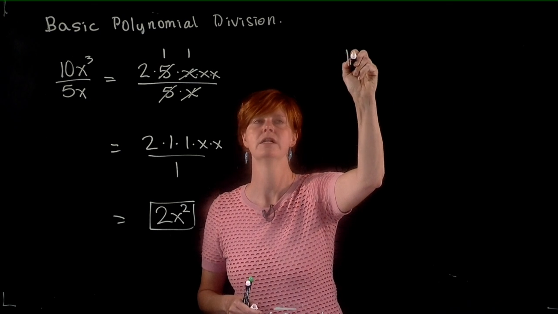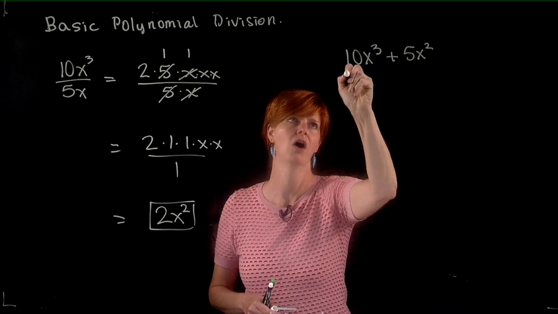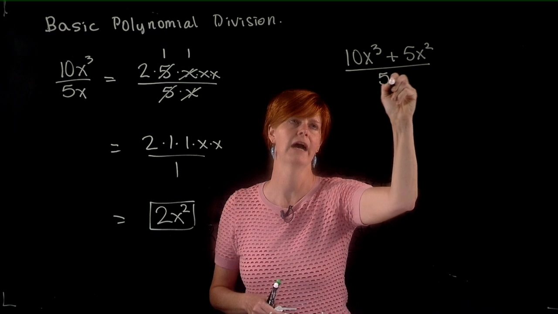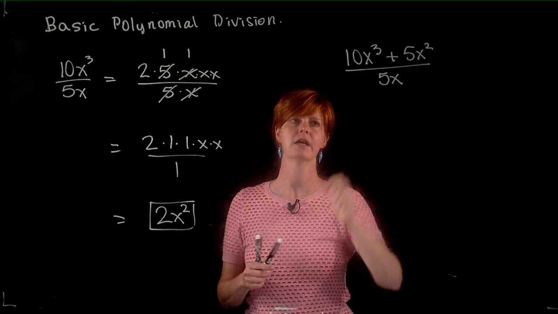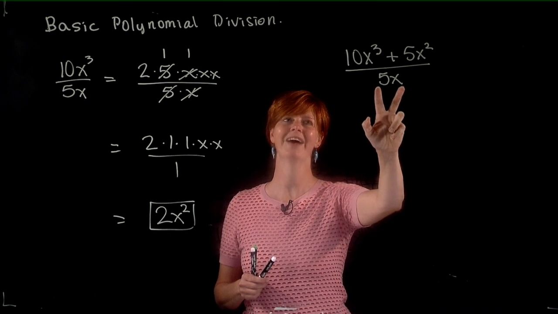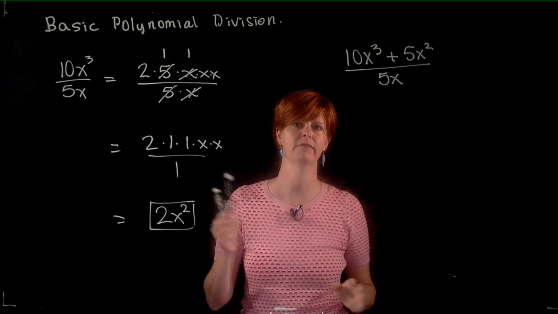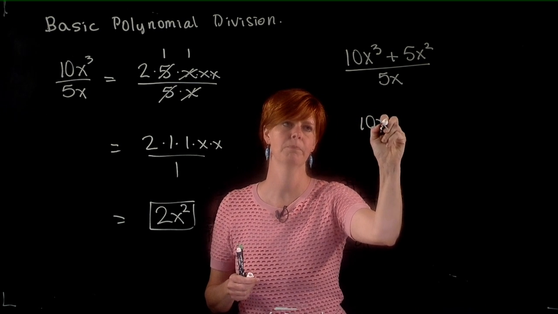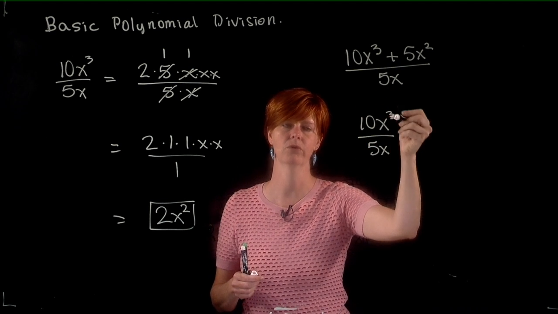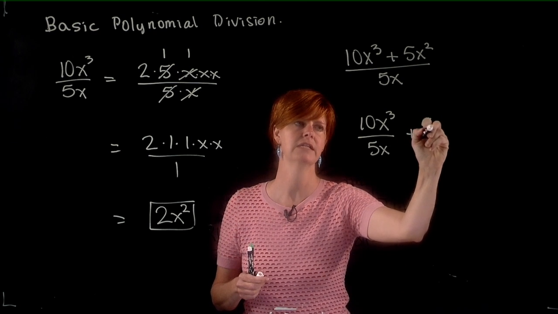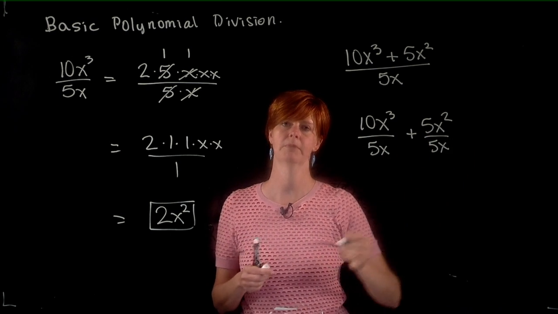If I put 10x cubed plus 5x squared all over 5x. The way division works with polynomials is this denominator goes underneath each term. So sometimes students want to just cancel like that or do something funky, and that's wrong. So division of polynomials, the denominator is the bottom. Think D for down, D for denominator is the bottom, underneath each term in the numerator.